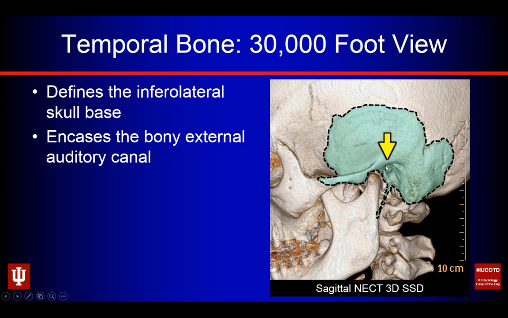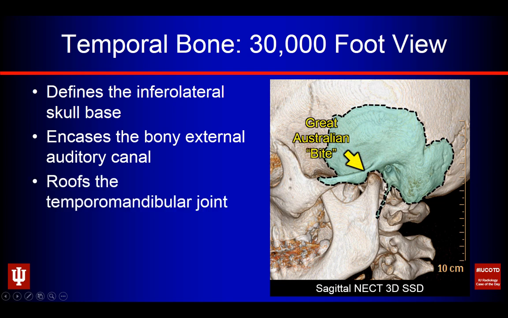You can sort of see we're looking right down the barrel of the EAC where that yellow arrow is pointing. And this makes up the roof of the temporomandibular joint.